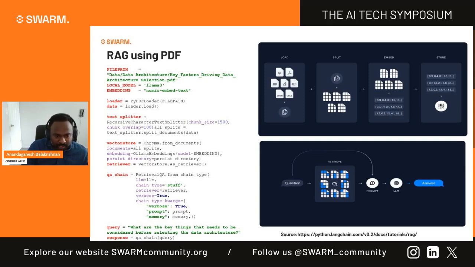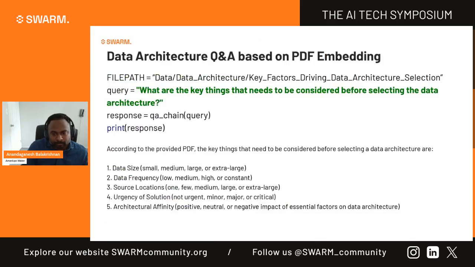Once a user queries, like what are the key things that need to be considered before selecting the data architecture, it goes through the chain where it retrieves the relevant data from the vector store, and it gives the response to the user based on the query. So this is one such example.